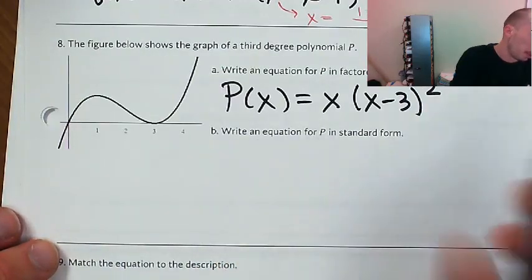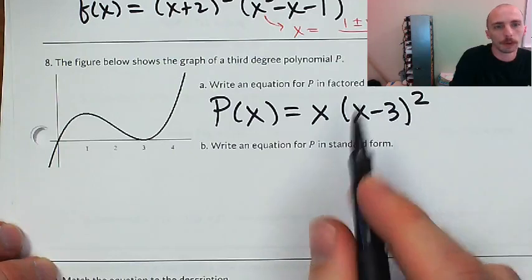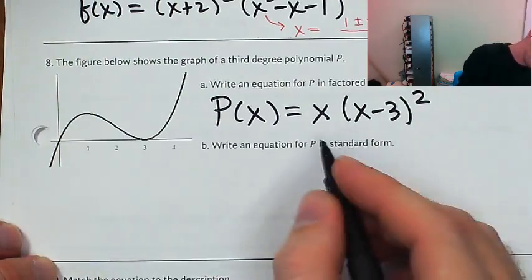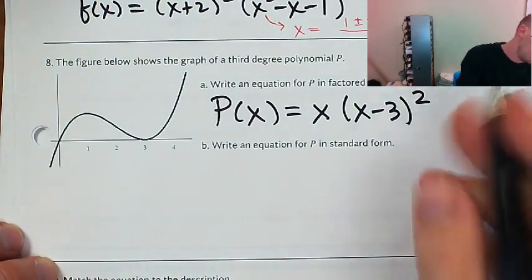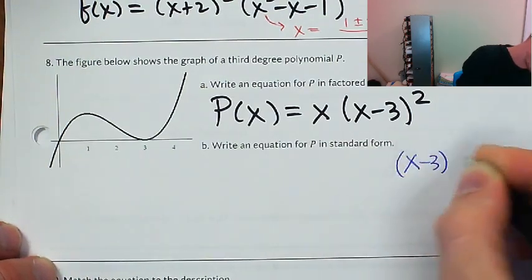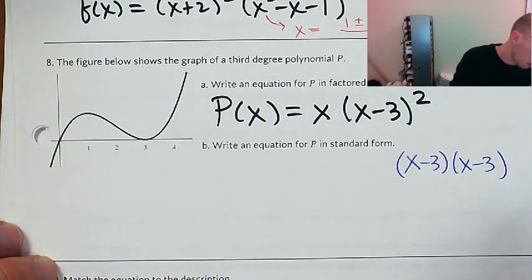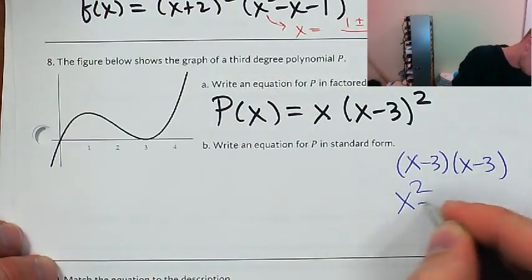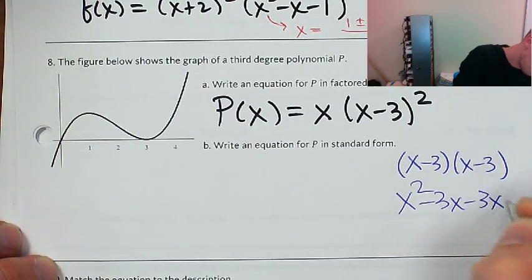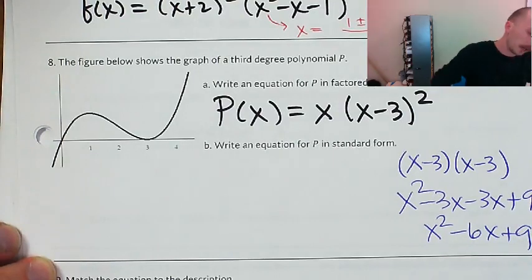And then we're going to write an equation for p in standard form, an equation that could represent p. And I'm going to start by squaring x minus 3. Okay, so do that off to the side in blue. Right, so x minus 3 times x minus 3, when I multiply that out, I get x squared minus 3x minus another 3x plus 9. That's x squared minus 6x plus 9.